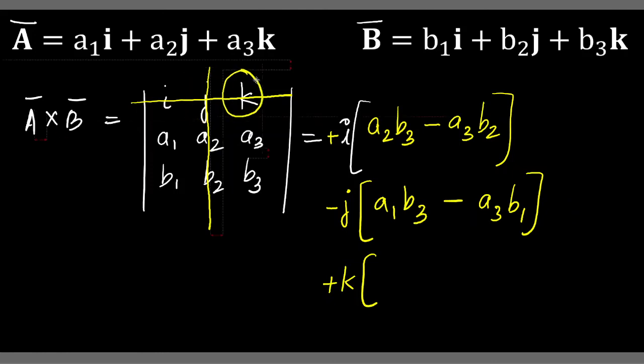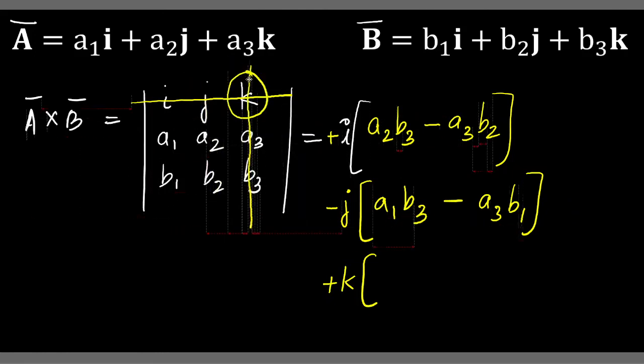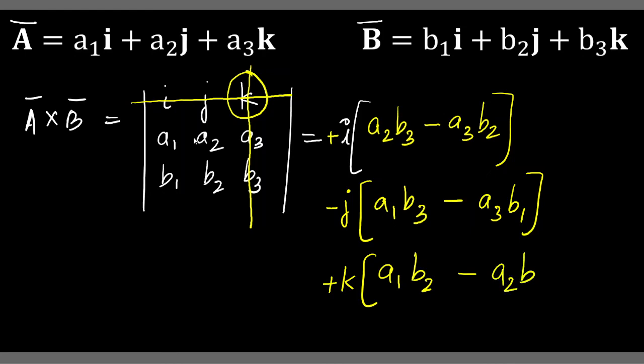Again, if you want to choose the K, delete the row and the column in which it is, and look at the remaining components. Then you take the major diagonal product minus the minor diagonal product, and that's your answer: this into I minus this into J plus this into K. Please note that for J alone, it will be minus. For everything else, it will be plus.